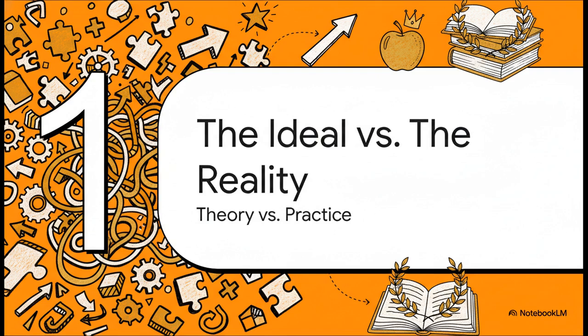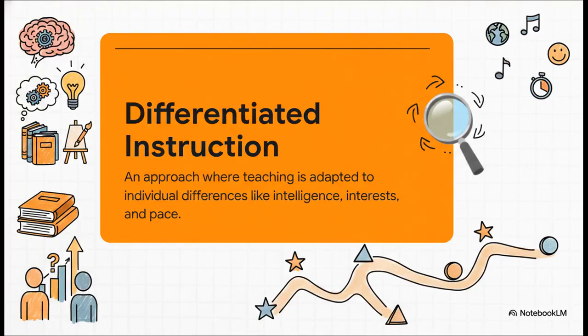Okay, so we've established the reality of the classroom is, well, it's complicated. But here's the thing. In the education world, there's a theoretical solution to this exact problem. It's kind of the gold standard, the thing everyone knows they should be doing, but actually pulling it off, that's a whole other story. And that gold standard is called differentiated instruction.